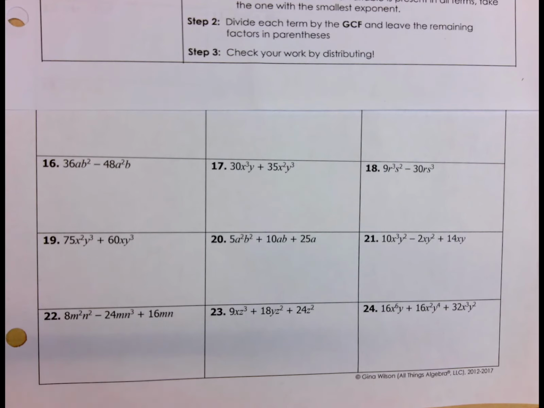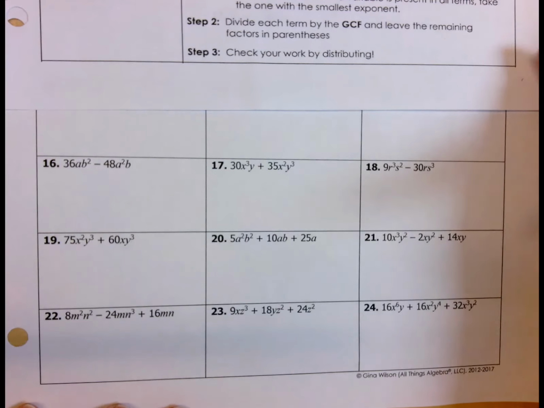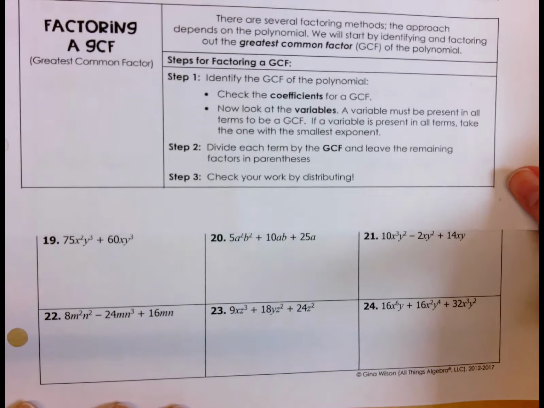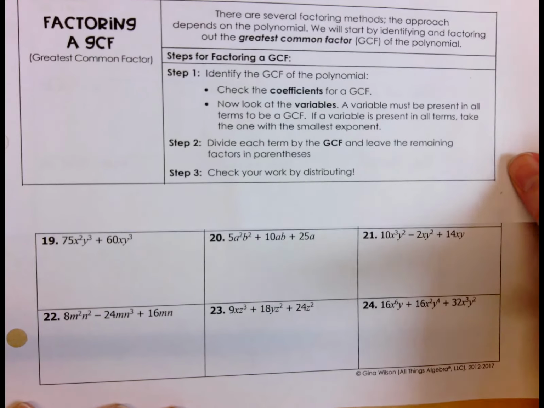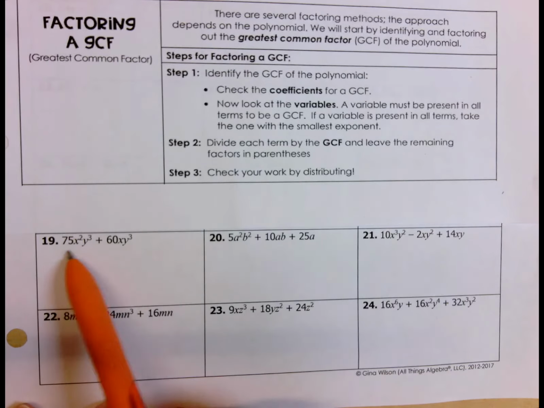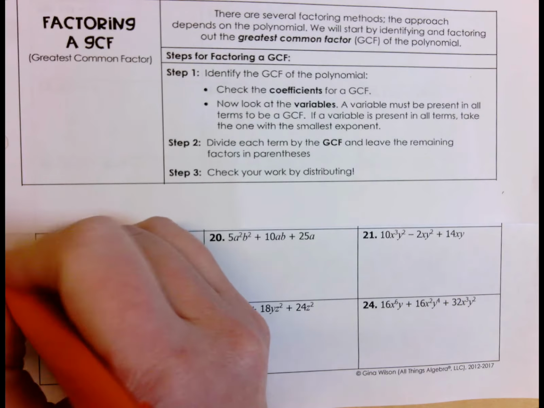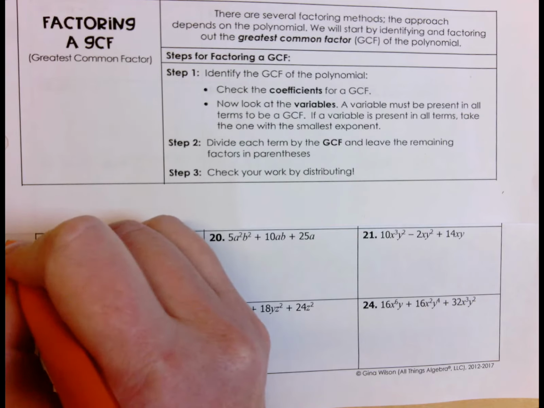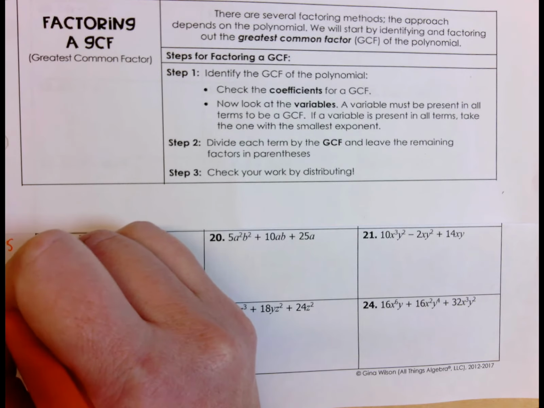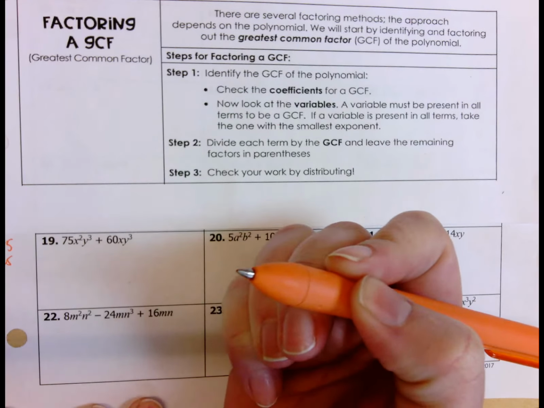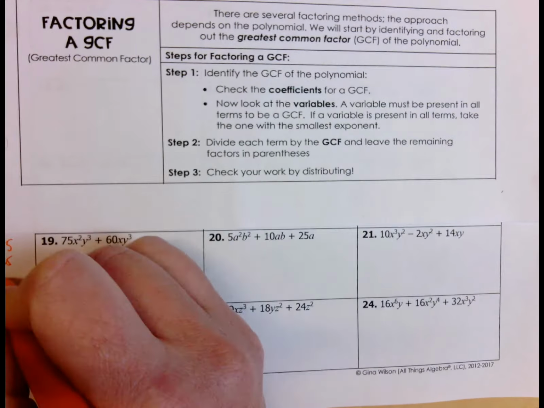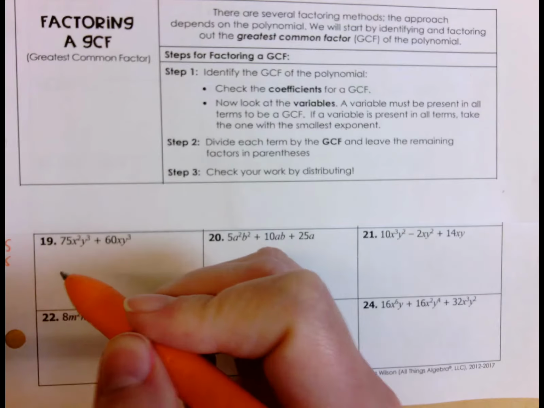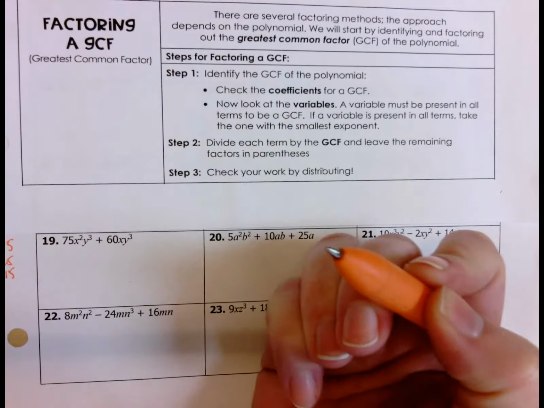Okay, so just a few more examples I wanted to do with you guys so that you have a little bit more practice with this. So again, we're going to start by looking for the greatest common factor for the coefficients here. So 75, we have 1 and 75, 3 and 25, 5 and 15.